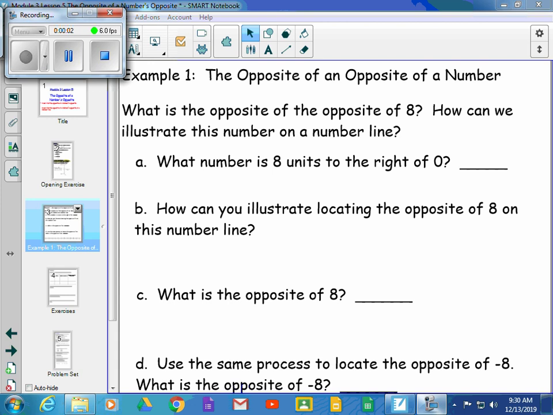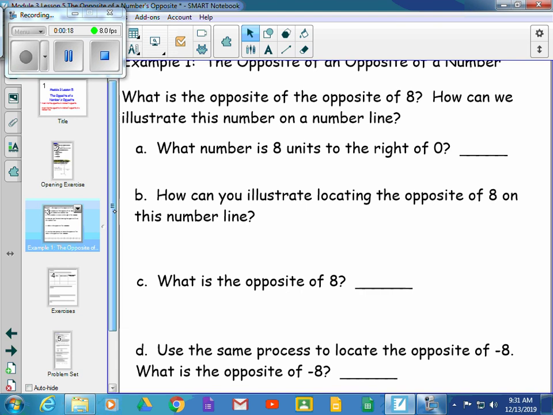Let's look at example 1. This is going to help us find the opposite of an opposite of a number. The question is, what is the opposite of 8? How can we illustrate this number on a number line? So we're going to break this into parts so that you can understand opposite of an opposite.